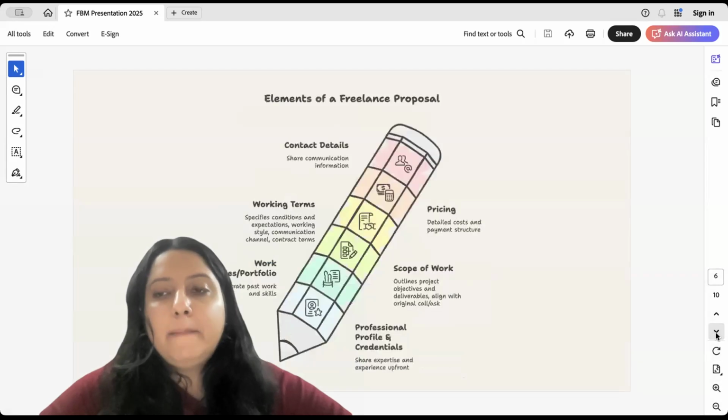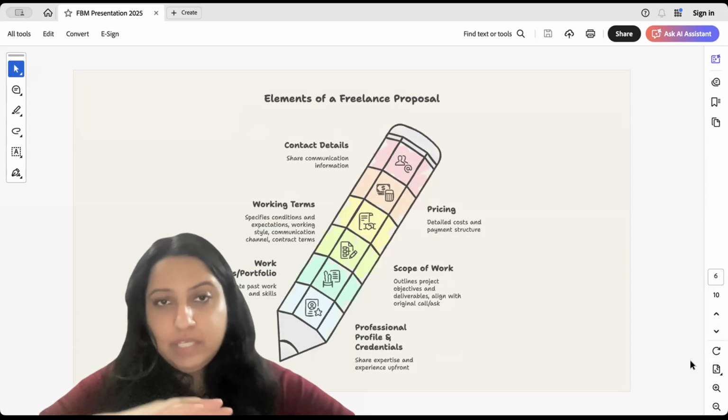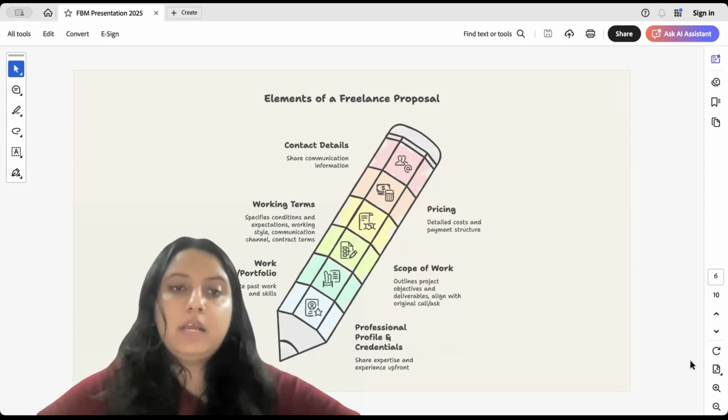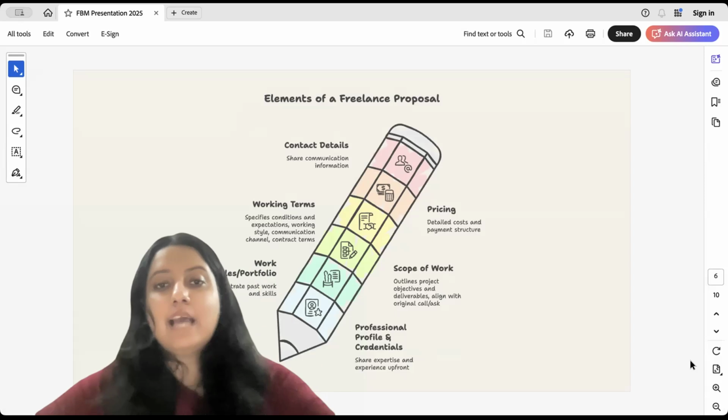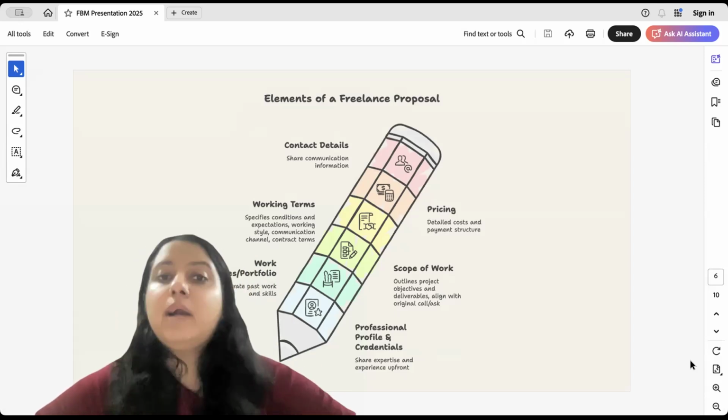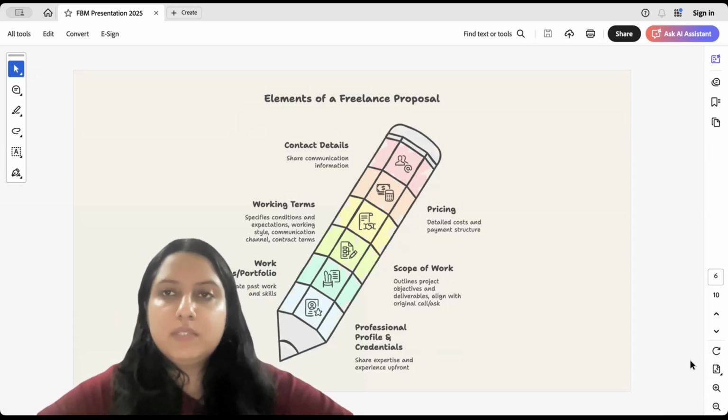Moving on, this is probably another part where you might want to take a screenshot. These are all the elements of a freelance proposal. Now, you have to keep in mind just one thing. This may not be the exact format you use, but you have to make sure that you cover all of these pointers in the proposal somewhere.